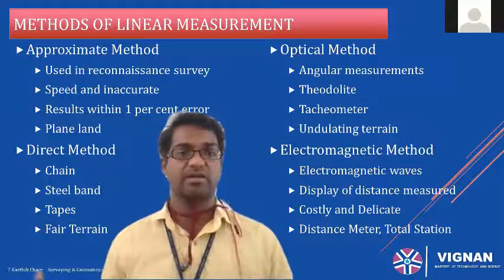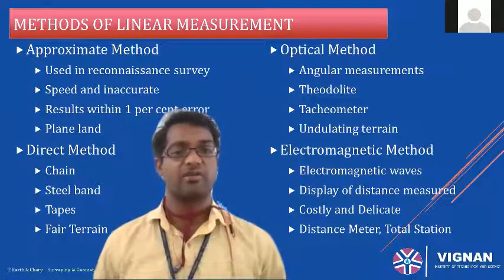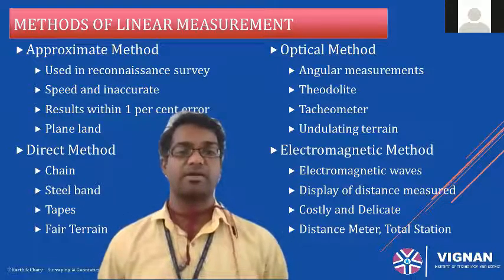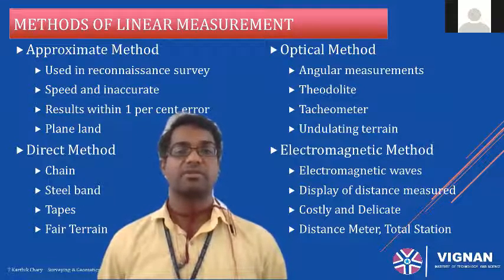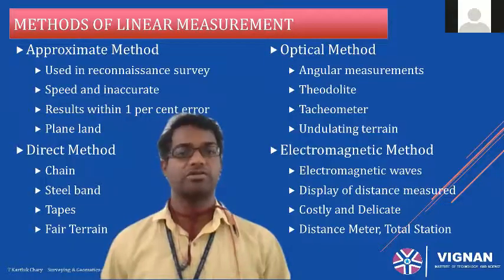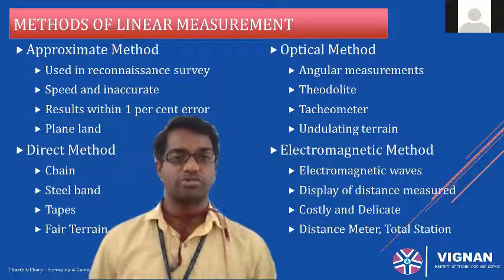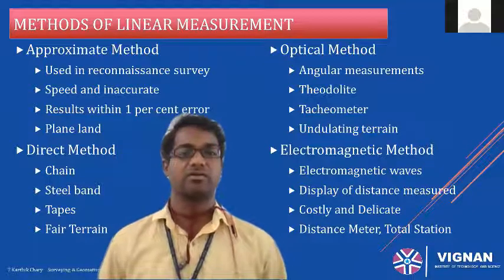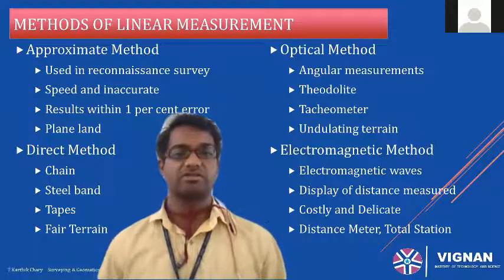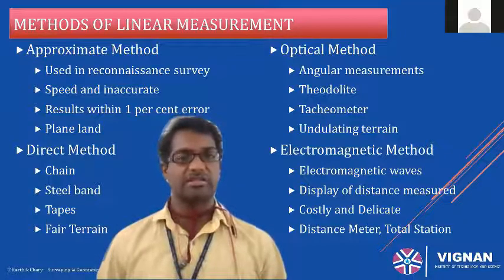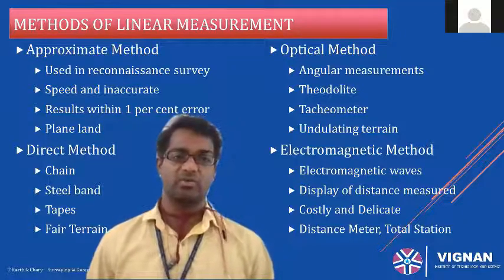In order to make linear measurements, we have four methods. One is the approximate method, second is the direct method, third is the optical method, and fourth is the electromagnetic method. The approximate method is chosen when the land is plane, and results come with around 1% error. It is very speedy, but it is very inaccurate.